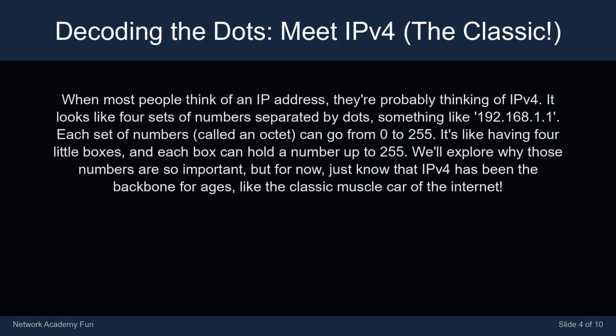When most people think of an IP address, they're probably thinking of IPv4. It looks like 4 sets of numbers separated by dots. Something like 192.168.1.1. Each set of numbers, called an octet, can go from 0 to 255. It's like having 4 little boxes, and each box can hold a number up to 255. We'll explore why those numbers are so important. But for now, just know that IPv4 has been the backbone for ages. Like the classic muscle car of the internet.